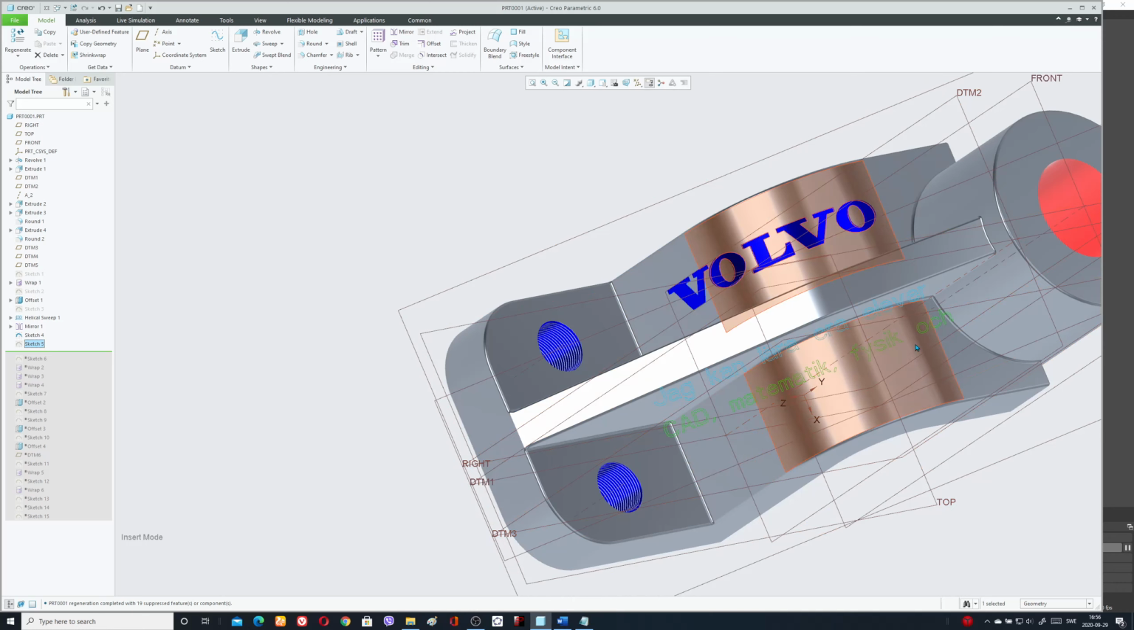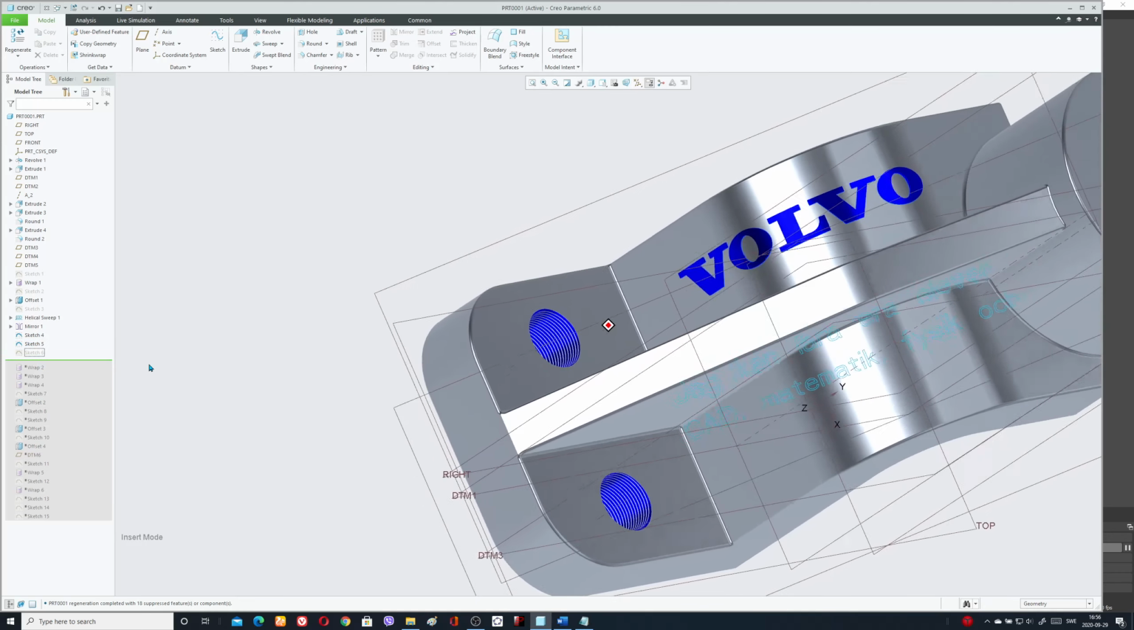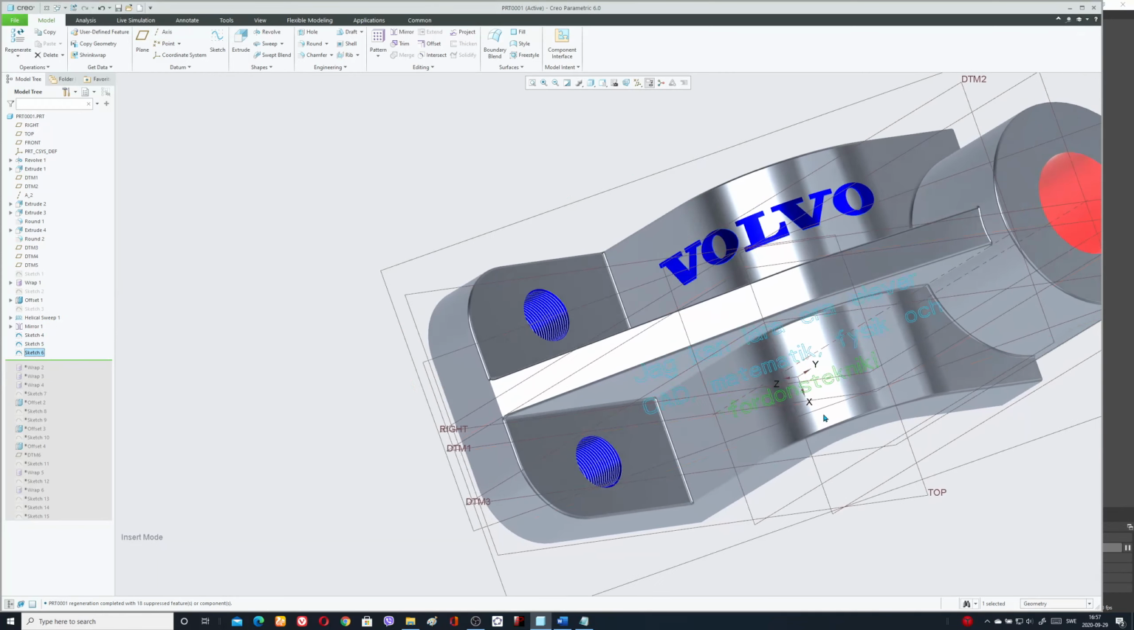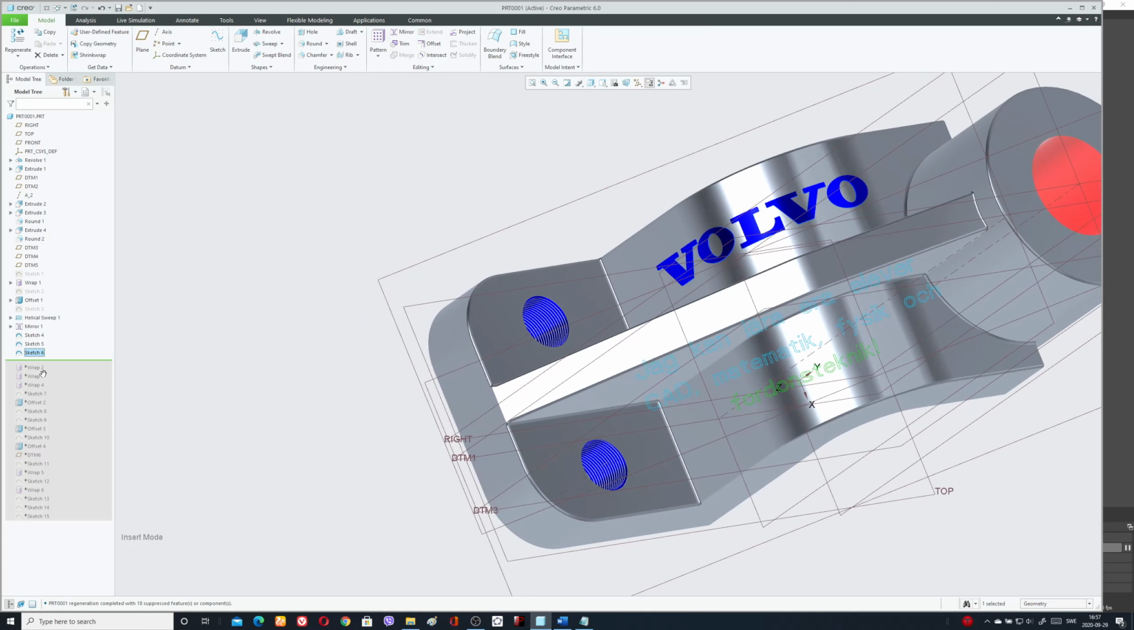CAD, Mathematik, Physik, och. It means CAD, mathematics, physics, and, finally, Fordonsteknik, which means mechanical engineering or vehicle engineering, you can call that. It's a very difficult name. Okay, so now I did the same procedure here.